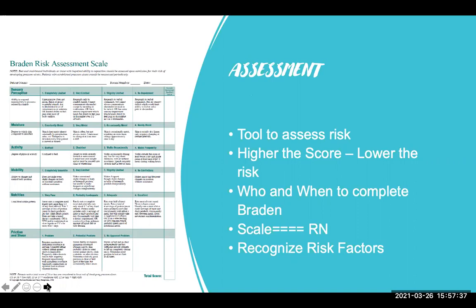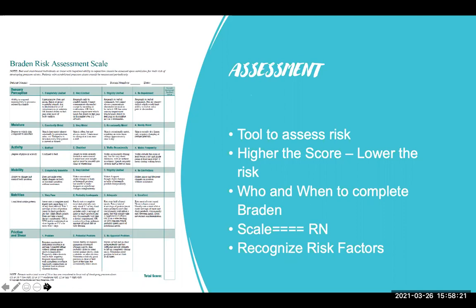I don't expect you to memorize everything in each category, but you do need to know the major categories, which are sensory, moisture, activity, mobility, nutrition, friction, and shearing problems. The scoring system for it also you should pay attention to. For someone who's at risk, a high risk would be a score of 13 or less. And so we want to know who's at risk. This will help us identify those categories.